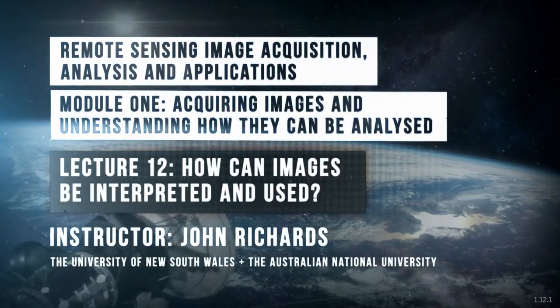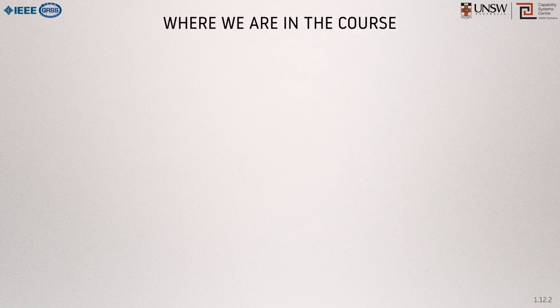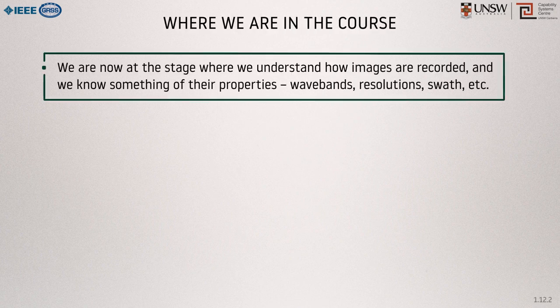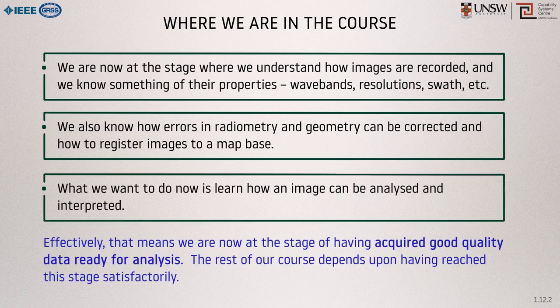We are now at a very important stage in the course. In the previous lectures, we have learnt about how sensors are used to record images. We have learnt about the nature of reflected sunlight and Earth thermal emission as sources of Earth data. We have noted how the atmosphere affects the transmission of radiation from the sun to the surface and to the sensor, and how we can correct for image errors in brightness and geometry. Effectively, that means we are now at the stage of having acquired good quality data ready for analysis. The rest of our course depends upon having reached this stage satisfactorily.